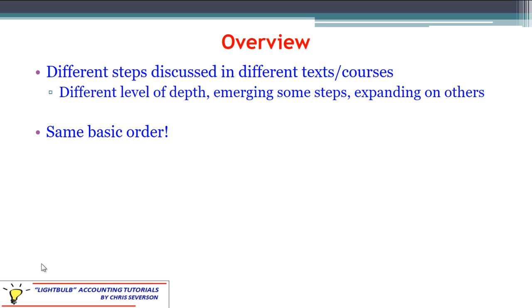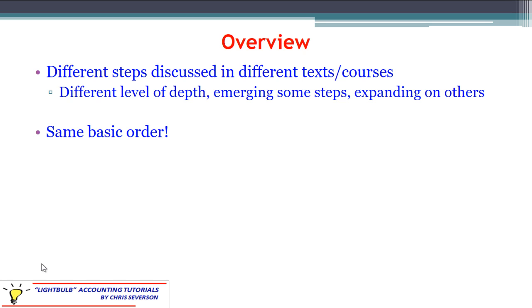The other thing I want to mention here is the steps that we're going to discuss today may be slightly different than what you see in different texts. I've seen a few different texts. I've used different texts through my teaching, and again, some of them talk about it in a different way. They may break it out in even more detail, or some of them merge steps together.